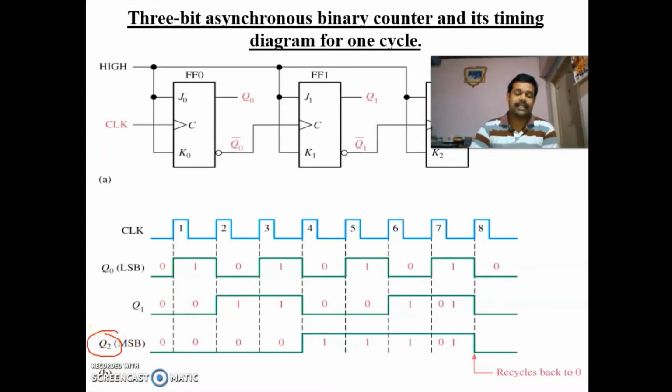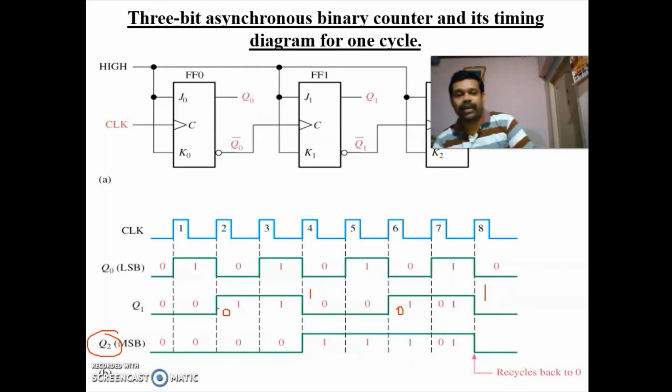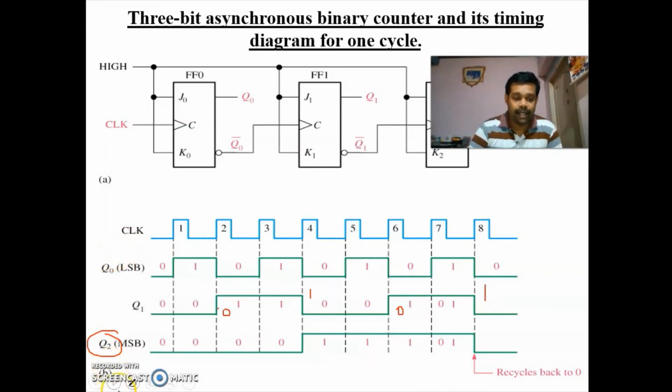Now we are going to draw the diagram of Q2. Q2 will change the state only when Q1 is 1. So here 0, here 1, here 0, here 1. So Q2 will change state only when Q1 is 1. At this place it is 1. Initially we have taken it 0. At this place it is changing to 1. Again here it is having 1. It is changing to 0. So this is the way for drawing your timing diagram for asynchronous 3-bit binary counter.